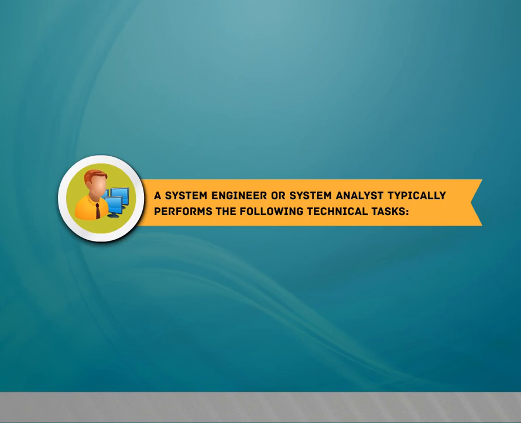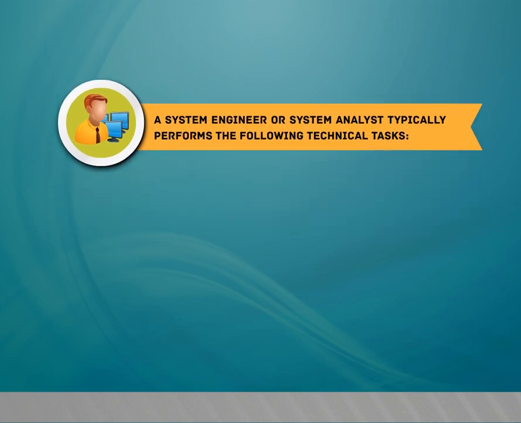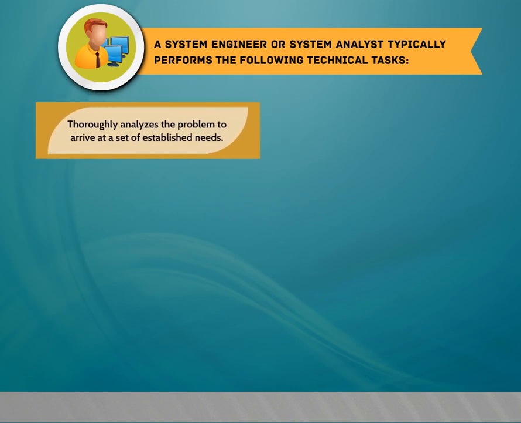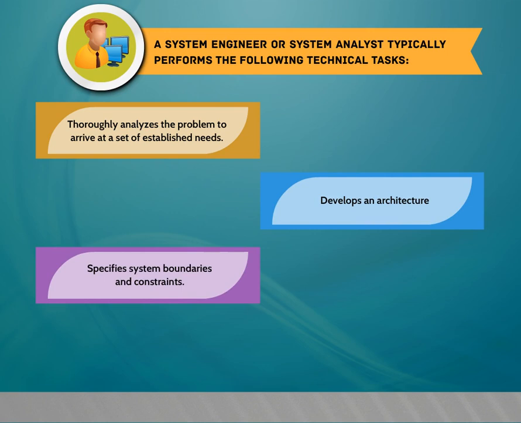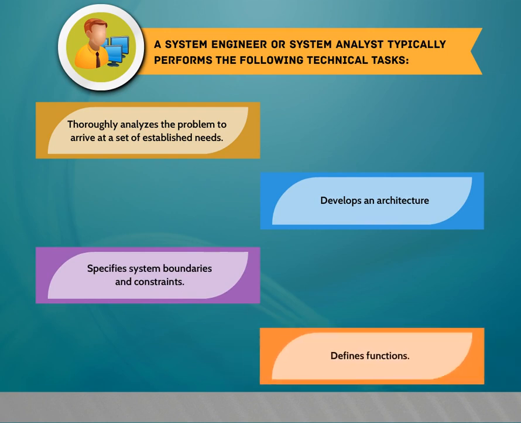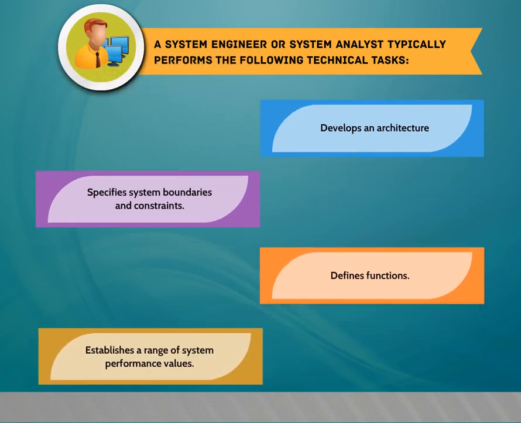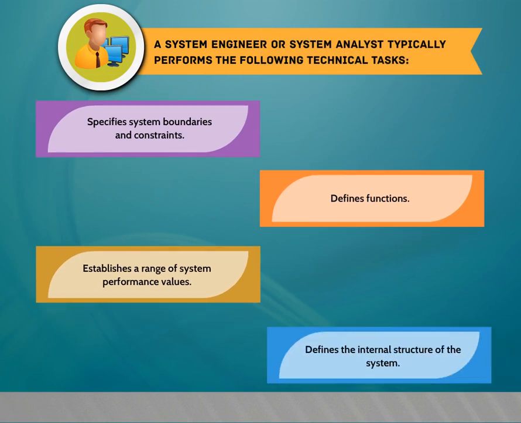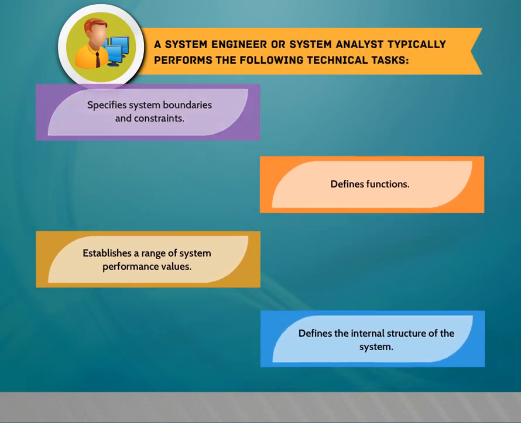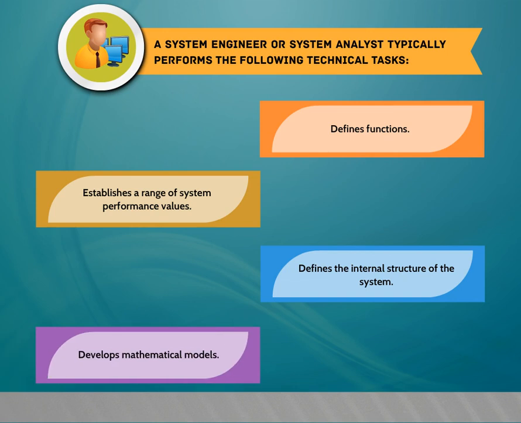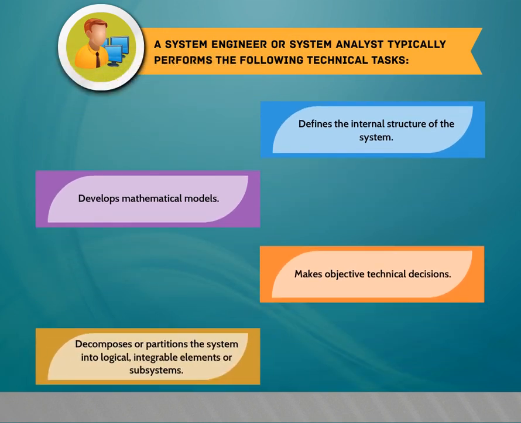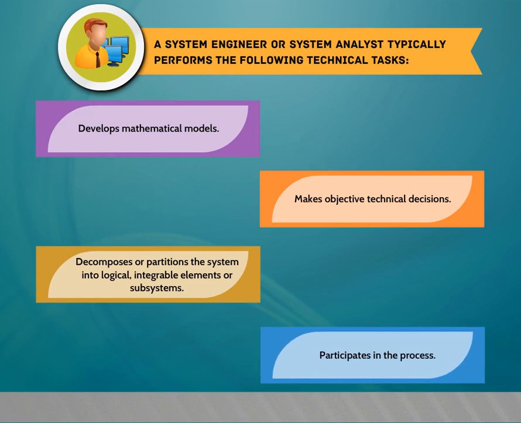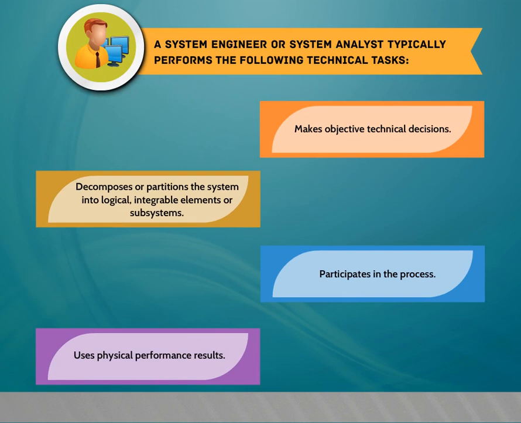A system engineer or system analyst typically performs the following technical tasks: thoroughly analyzes the problem to arrive at a set of established needs, develops an architecture, specifies system boundaries and constraints, defines functions, establishes a range of system performance values, defines the internal structure of the system, develops mathematical models, makes objective technical decisions, decomposes or partitions a system into logical, integrable elements or subsystems, participates in the process, uses physical performance results.